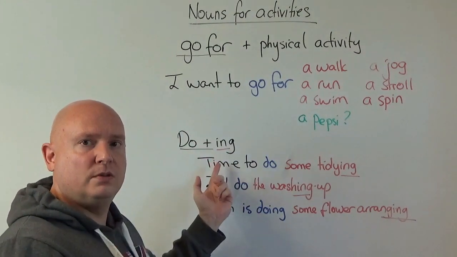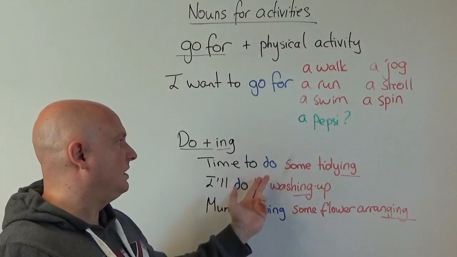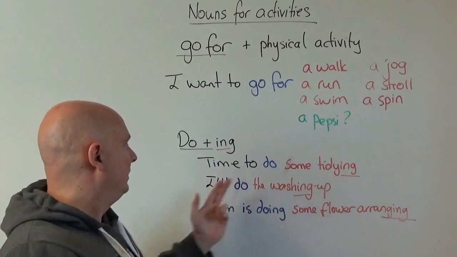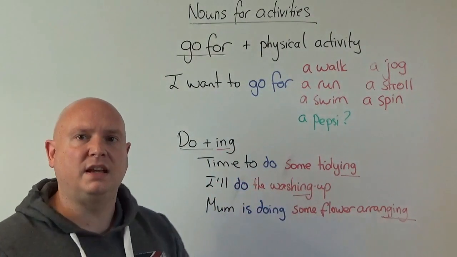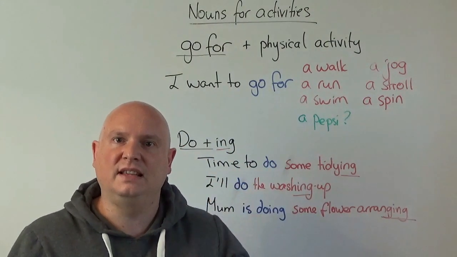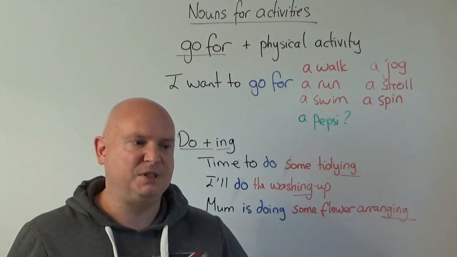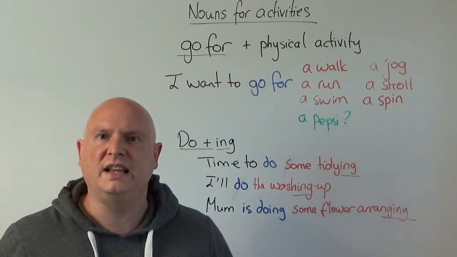When we say do, it's plus ing. So for example, time to do some tidying. I'll do the washing up. Now we can say, I will wash up. That gives the idea, being serious, intense, there's a lot to do. I'll do the washing up. It just makes it seem softer, just less intense.